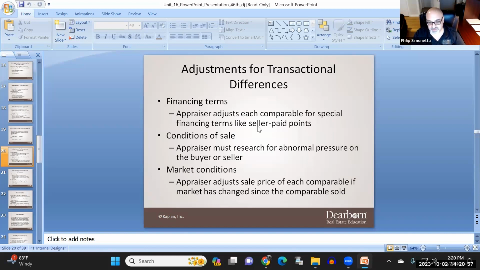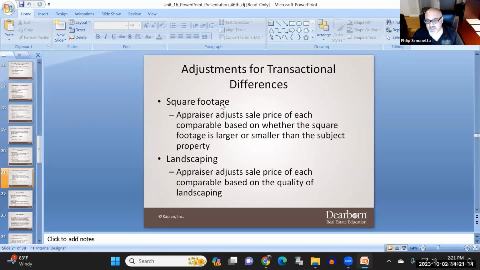And market conditions. The appraiser adjusts the sale price for each comparable if the market has changed since the comparable sold. Something 3 months ago that was 400,000 might be 380 today because of the rates, because of the market, right? Makes total sense. Also, square footage. The appraiser will adjust the sale price for each comparable based on whether the square footage is larger or smaller.